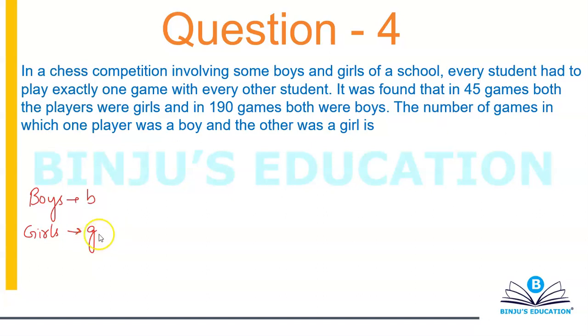So there is no arrangement involved, it's simply a selection. If I have G girls and I need to select 2 in order to have a match, my total number of cases will be GC2, which is equal to 45. Now GC2 I can write as G factorial divided by (G minus 2) factorial into 2 factorial, equal to 45.